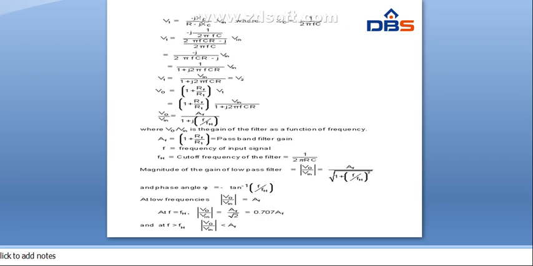So here FH is 1 by 2 pi RC. That is the cutoff frequency. FH is the cutoff frequency and F is the frequency of the input signal. AF is the pass band gain. So AF is 1 plus RF by R1. That is the pass band gain. F is the input signal frequency and FH is the cutoff frequency of the filter. That is 1 by 2 pi RC. So if you take the magnitude, then mod V0 by V in is AF by square root of 1 plus F by FH whole square, and the phase angle is minus tan inverse F by FH.